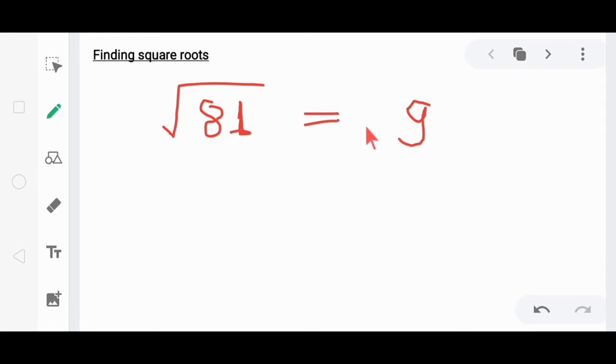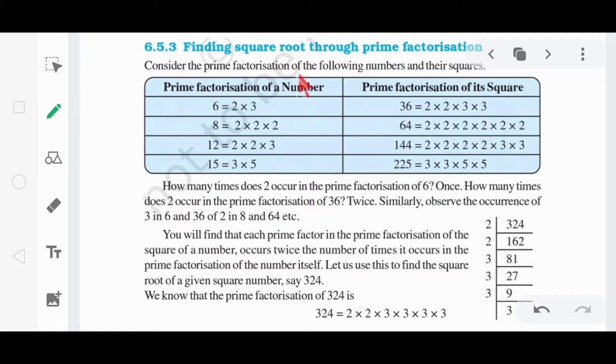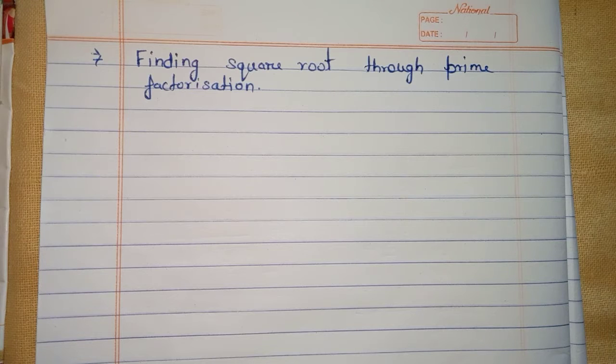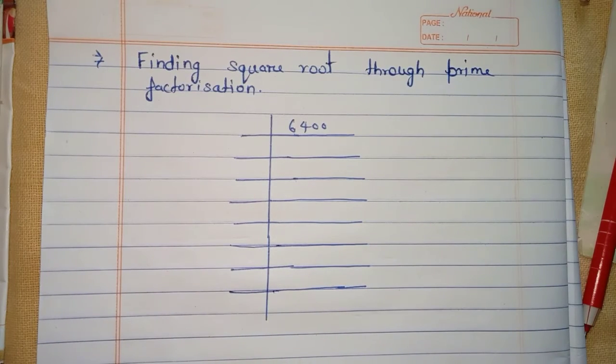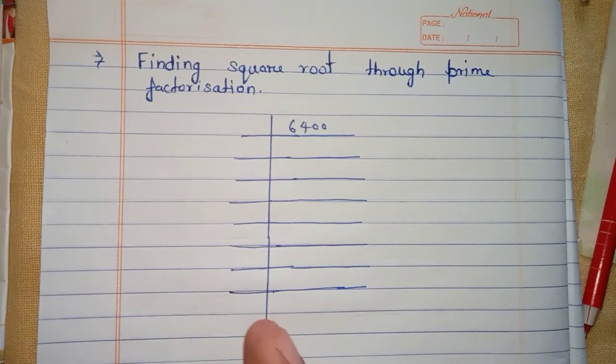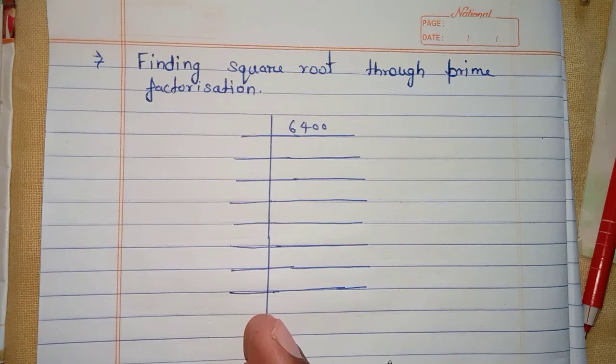Now we will discuss some methods of finding square roots. Students, our first method of finding square roots is the prime factorization method, in which we are given a square number and we are going to find the square root of that number. If we are given a number 6400, just arrange in this manner. Draw some vertical and horizontal lines like this and find the prime factorization first.